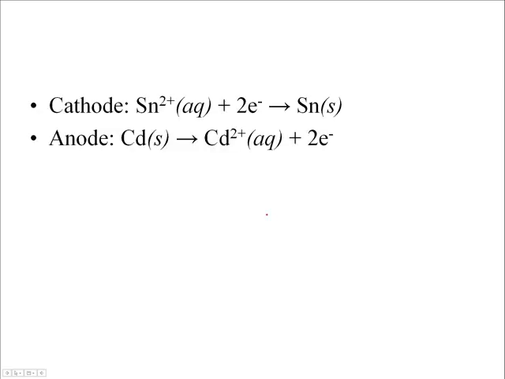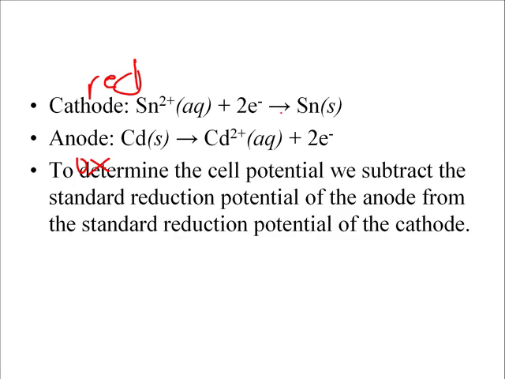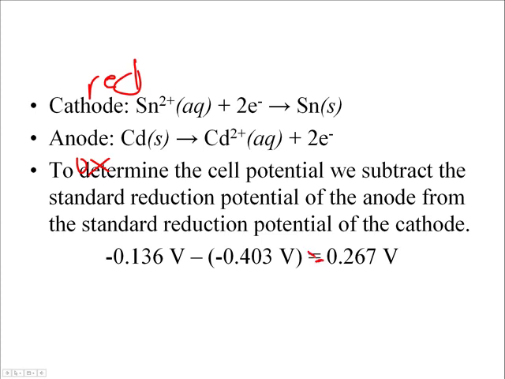Okay, so that's our reduction. This is where our reduction is occurring, and this is where our oxidation is occurring. And so we just take our cathode minus our anode, and we get that as our value. If we were to switch these and mix them up, our answer would come out to be a negative 0.267, which again can't occur because they're always spontaneous reactions.